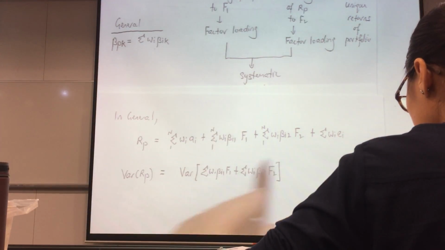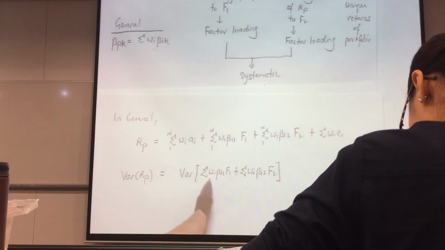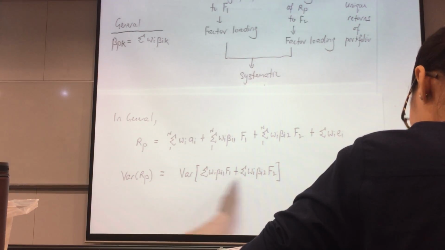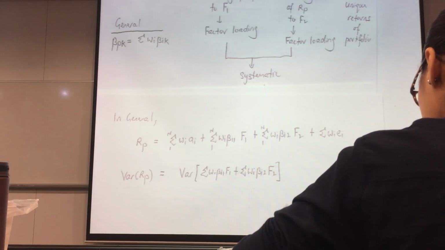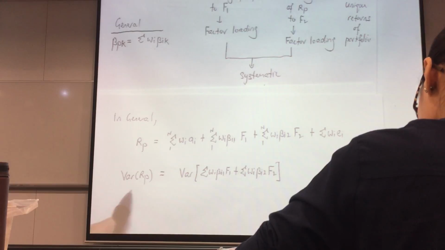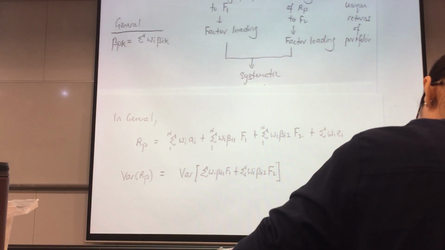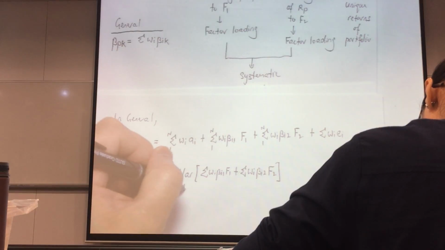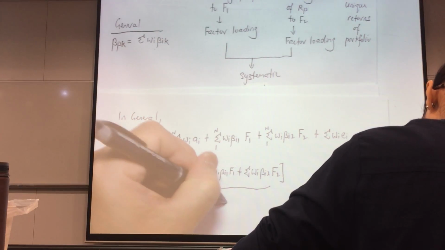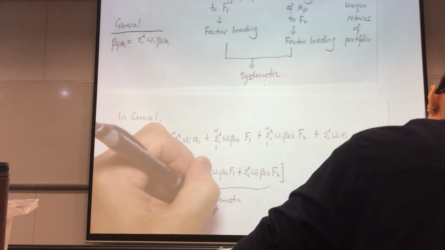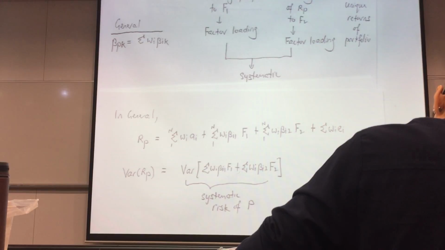Variance of this expression. So in a way, it's telling us the fluctuation in the F1 and F2 value together with the sensitivity of your portfolio to the factor. It will help in explaining the fluctuation in your portfolio value due to that systematic risk factor. So this is the systematic risk of P.